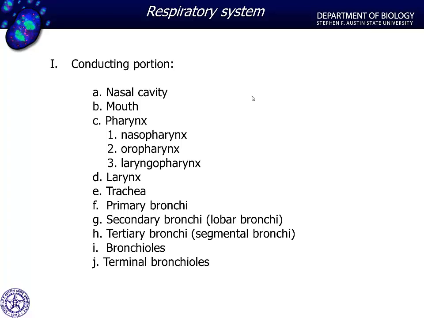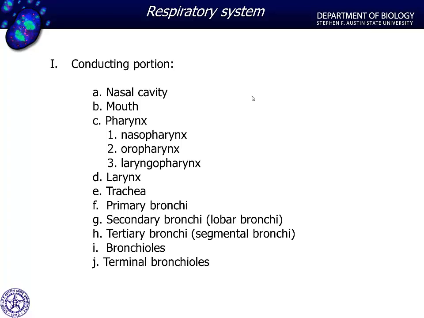Then, as we continue with the conducting portion of the passageway, and again, there's no gas exchange here. These are simply moving air from one place to another. So then we go from our trachea to our primary bronchi. This is where the single trachea splits in two. One goes to the right, one goes to the left.